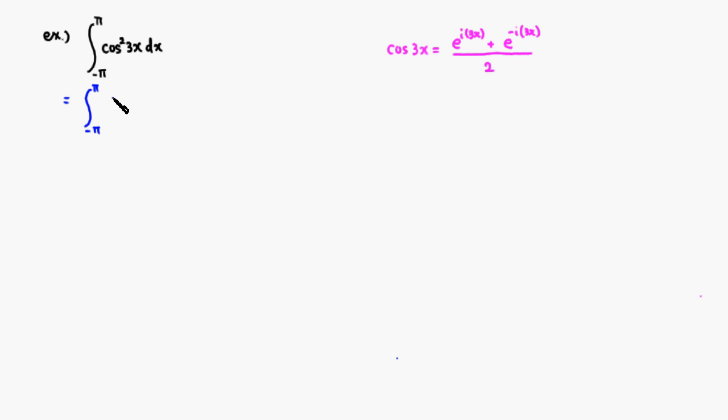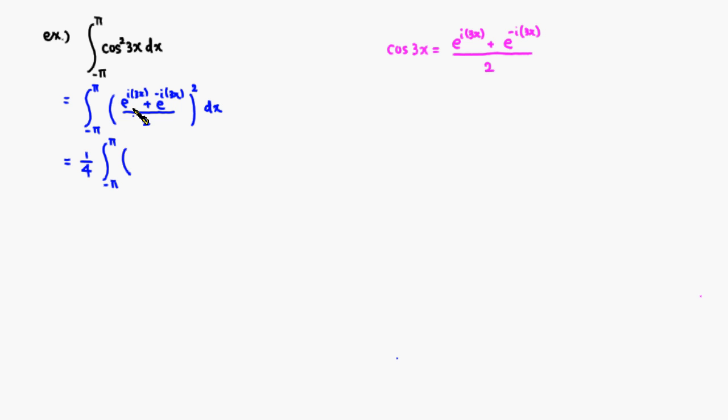So cosine of 3x is e to the i times 3x plus e to the negative i times 3x, over 2. Then we still have to square this, with respect to x. Let's go ahead and square that. So 1/2 squared is 1/4, which is just a number. I'll pull it outside the integral, and then we're going from negative pi to pi.